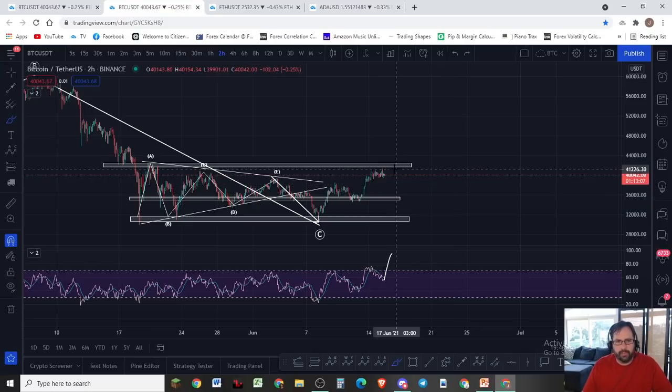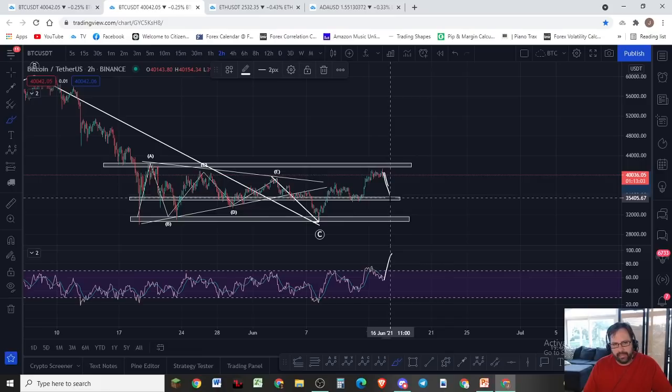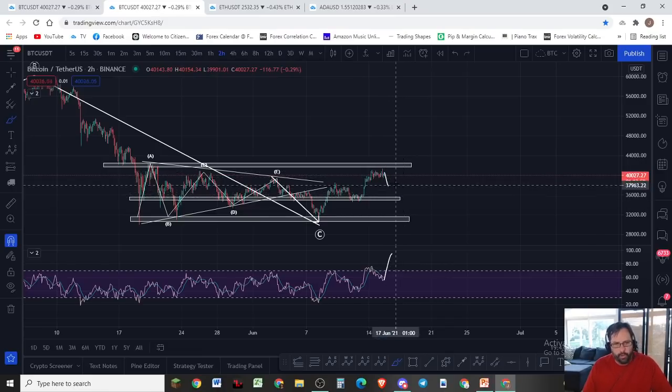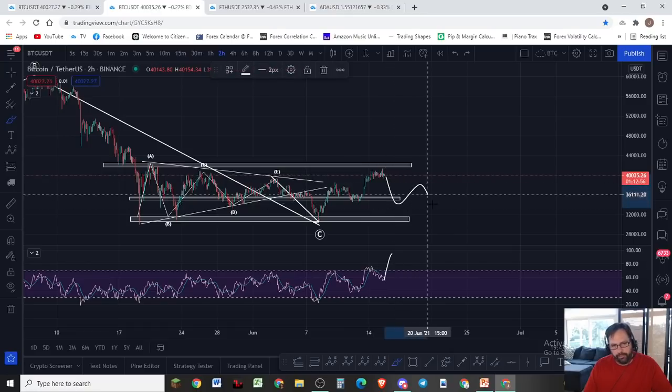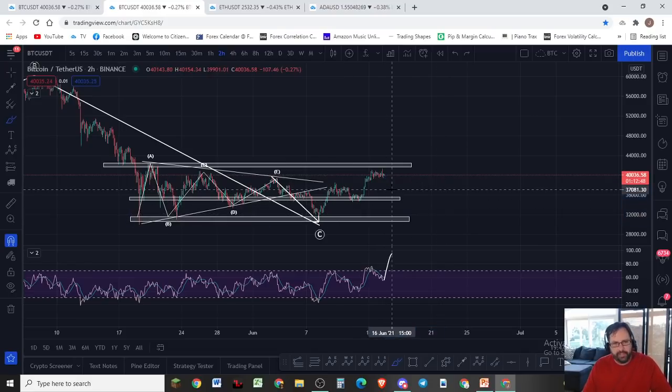Now, if it comes down from current levels, I'm going to be more inclined to think, well, depending on how it comes down, does it come down in a small 3-wave? Or does it come down in a much larger 3-wave move like this? Depending on how this thing comes down will determine what I believe is coming next. But here's the good thing about it.